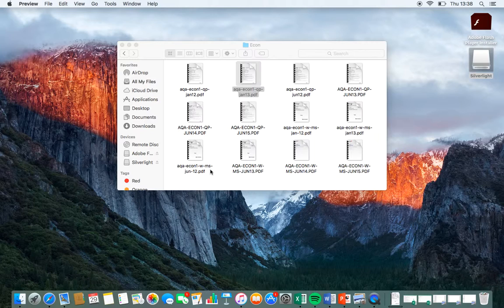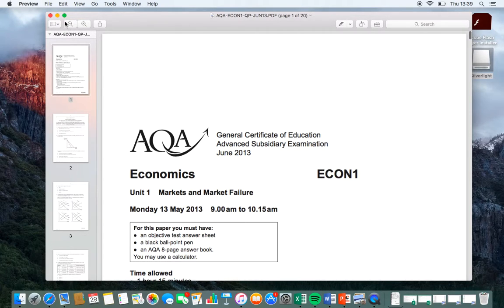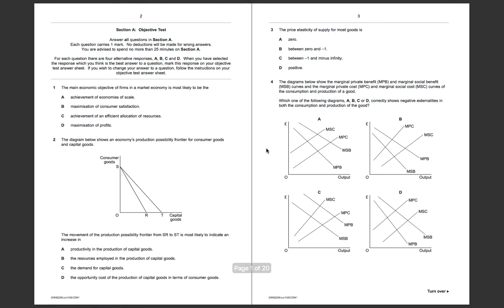Let's look at June 2013, and we're going to go to question 2. The diagram below shows an economy's production possibility frontier for consumer goods and capital goods. The movement of the production possibility frontier from SR to ST. So this is SR and this is ST. It's most likely to indicate an increase in... Right, okay.